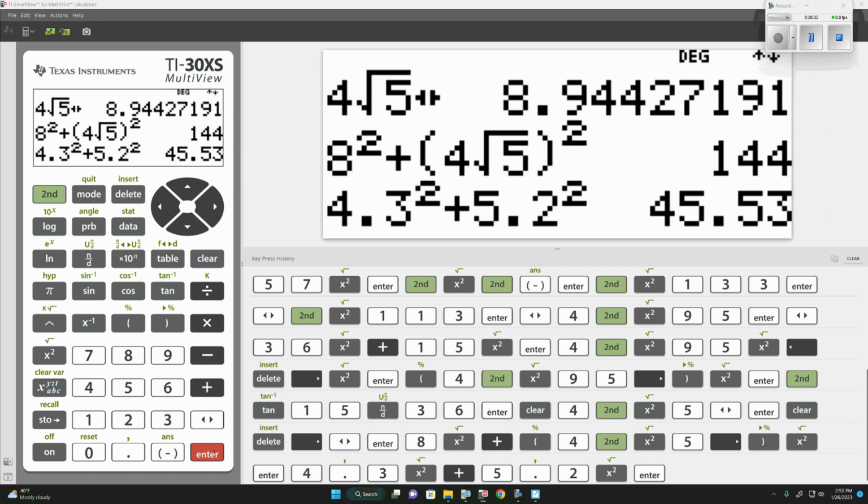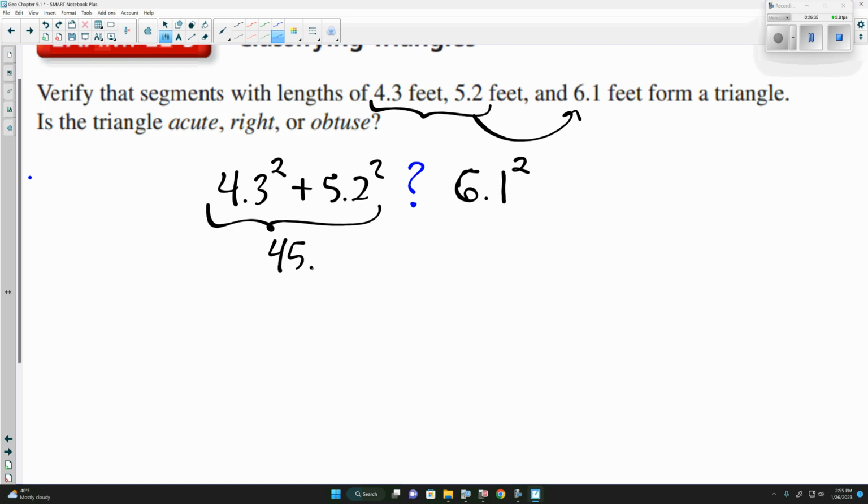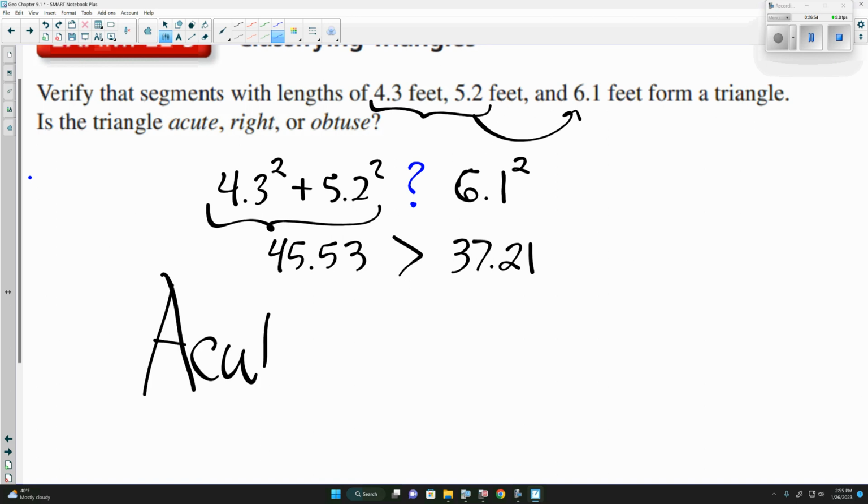45.53. 37.21. So a squared plus b squared is greater than c squared, which means it's an acute triangle, because a squared plus b squared was greater than c squared. That's it.